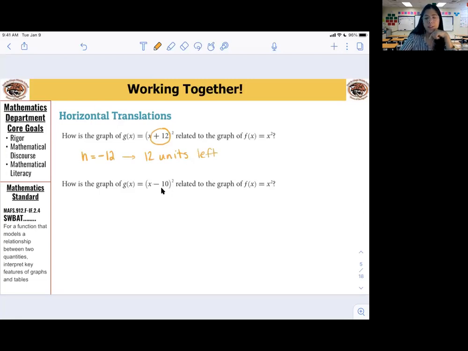On the other hand, what's going on here? It's going to the right. Flip the sign in your head. H is positive 10. So that's going to be 10 units to the right. So when it's inside of the parentheses, you have to be super, super careful and remember that you got to flip that sign. Questions on these two?